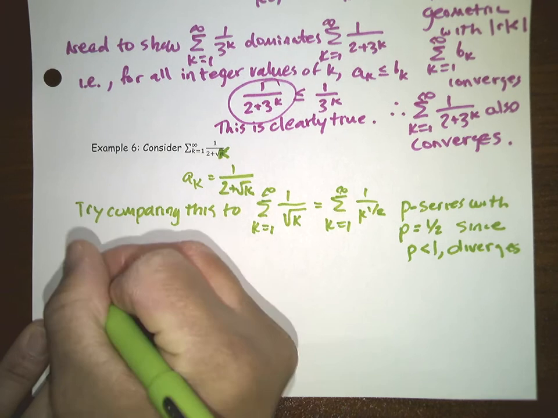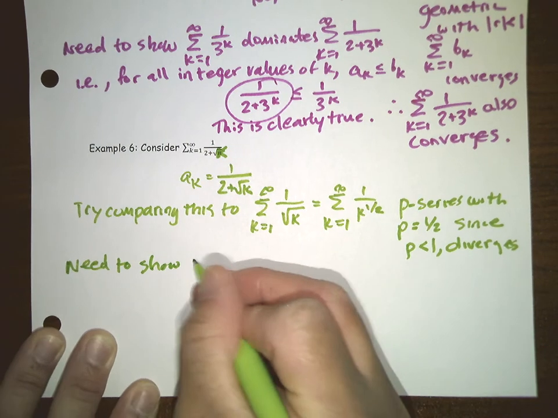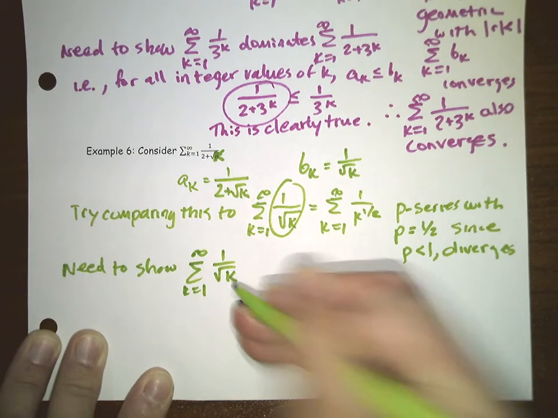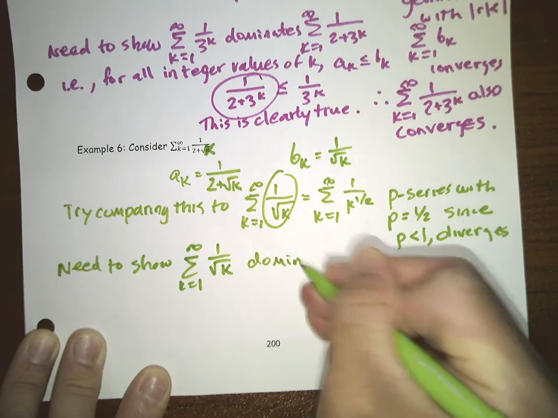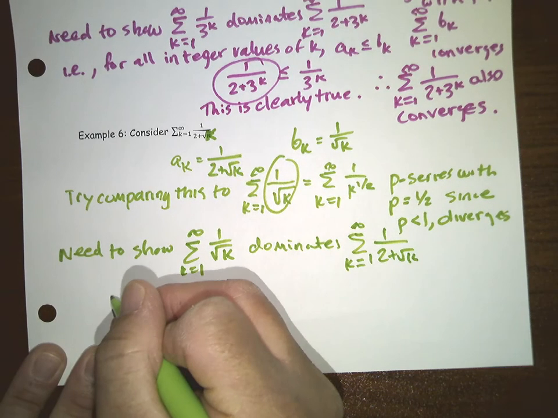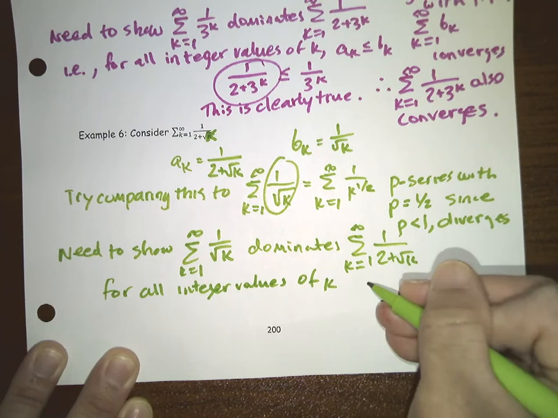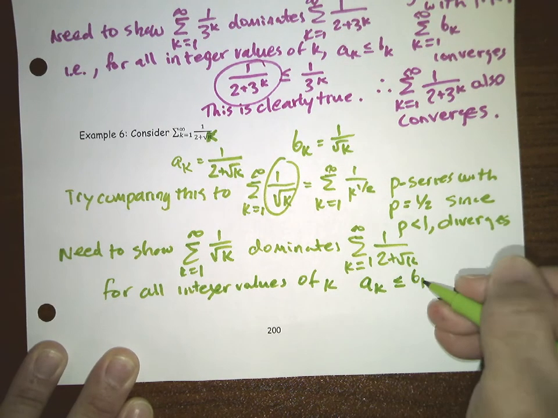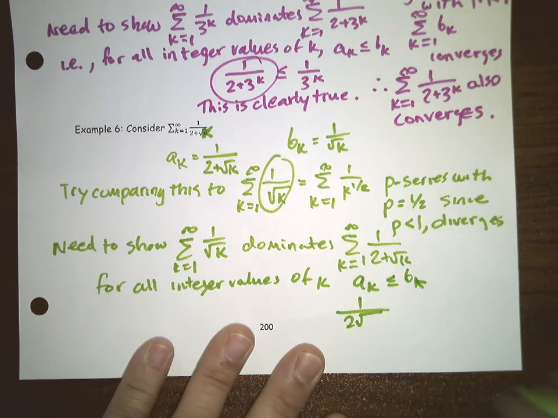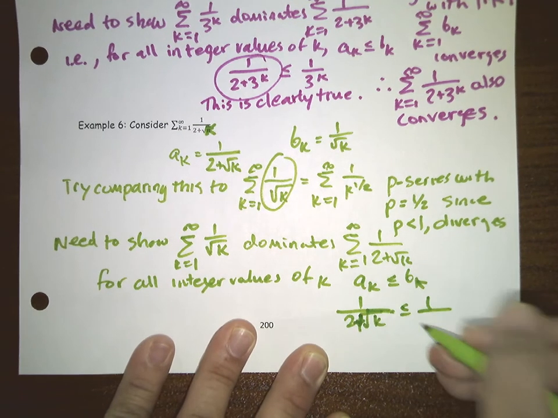So now we still need to show that the b_k series, 1 over square root of k, k equals 1 to infinity, does that dominate the other series a_k? All right, so let's show that. We need to show that for all integer values of k, is a_k less than or equal to b_k? So a_k was 1 over 2 plus the square root of k, is that less than or equal to 1 over the square root of k?